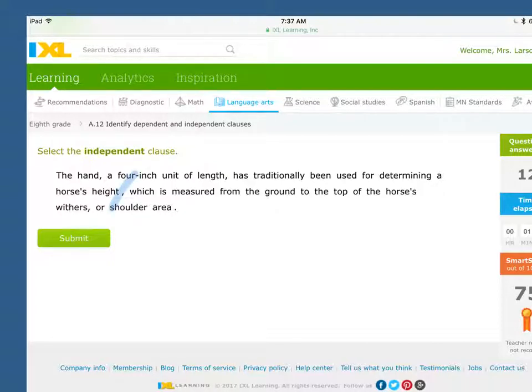There again, with all these commas, you could think you're splitting it at different places, but remember, the clause has to have a subject and a verb, so let's find it. The hand has been used. That's my subject and verb, and there's no subordinating conjunction here, and it is a complete thought, so this is actually my independent one. Let's just double check the second one. Which is measured. Whenever I see a which, I know that's another type of subordinating conjunction, and it's not going to be a strong or independent clause, so I would click the first one, and I'd move on.